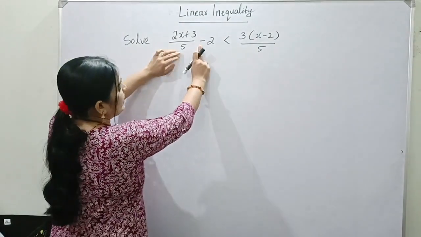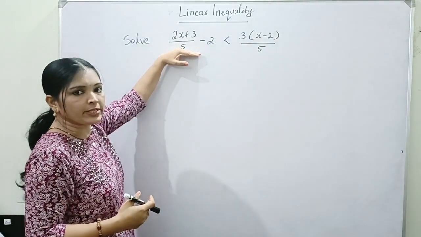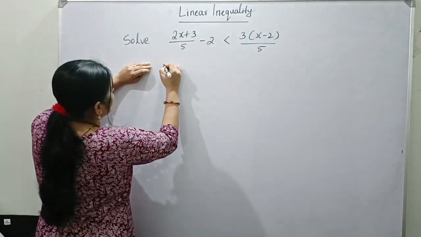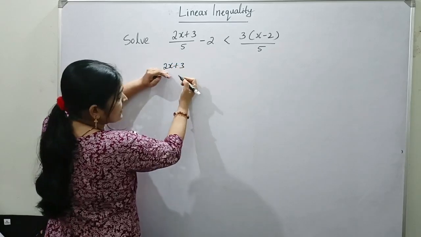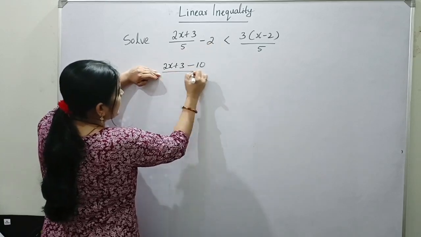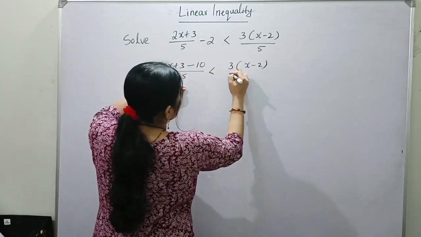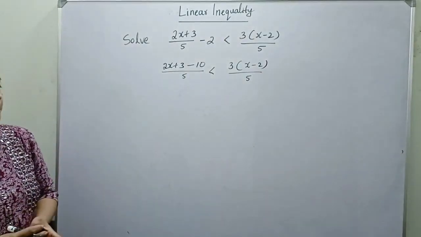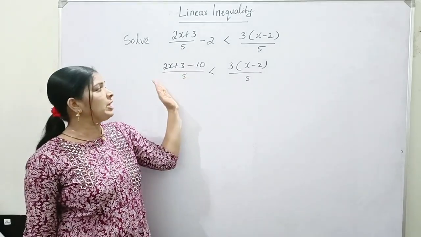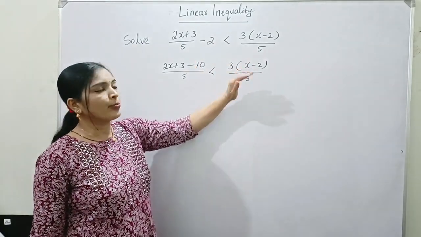So here, first of all, let us remove the denominator by taking LCM. So here, first step will be 2x plus 3. Take LCM so that this 2 will become 10, 5 into 2, 10. So here 5 less than 3 into x minus 2 divided by 5. See here, on both sides 5 is there, right? When we cancel this 5, we will multiply 5 on both sides.